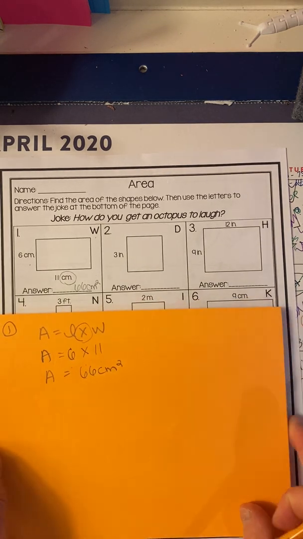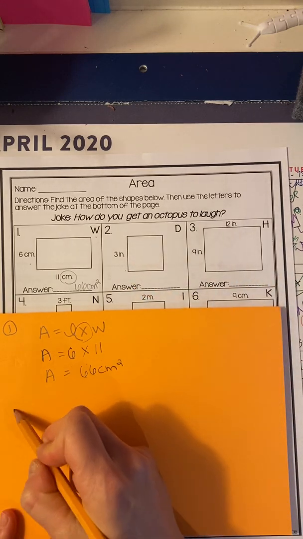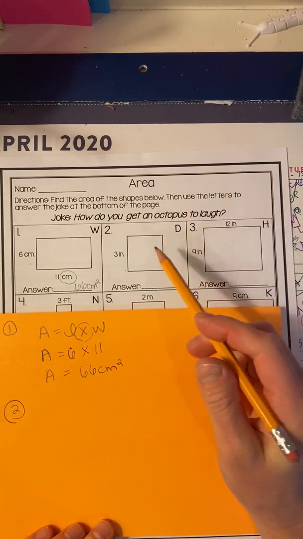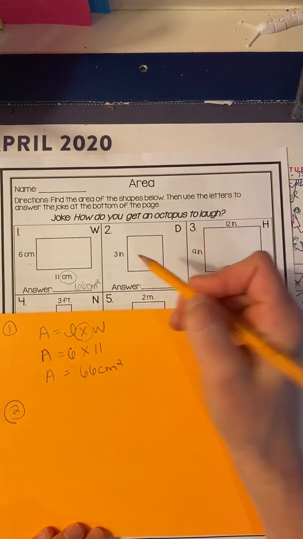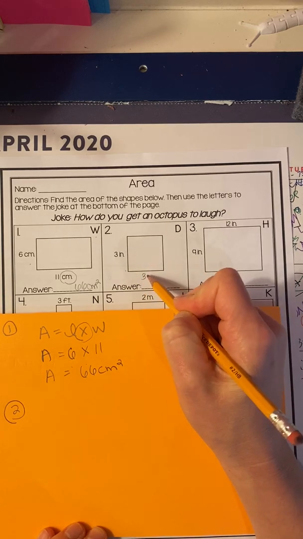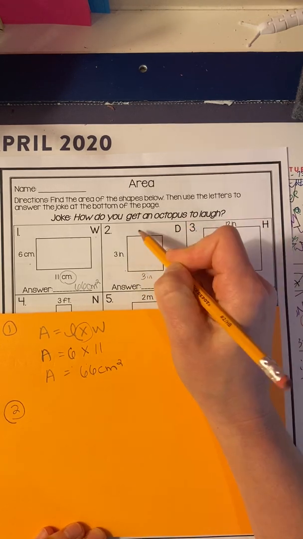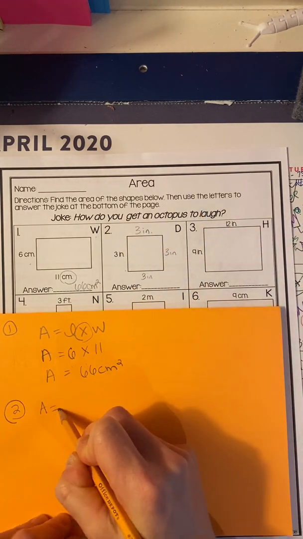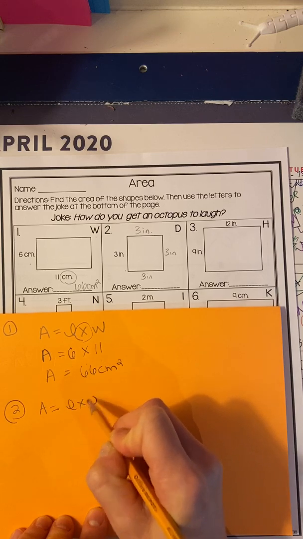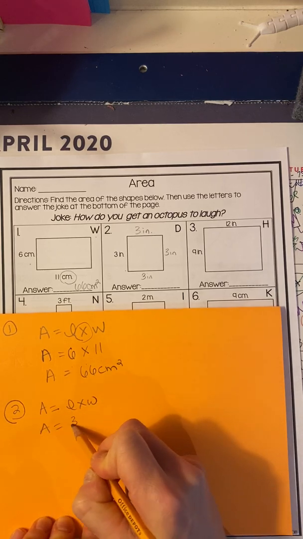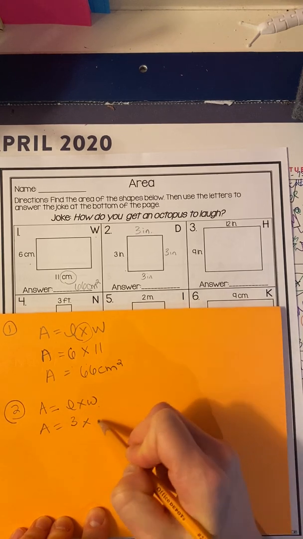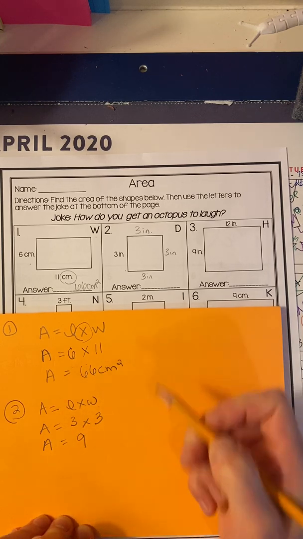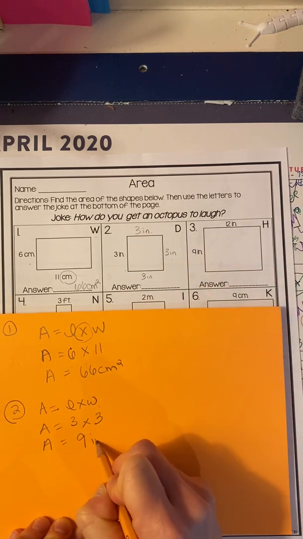It's a square and it only gives us one measurement of one side. But we know from 3rd grade that squares have all 4 sides that are congruent, or the same length. And so I know that if this side is 3 inches, this side is 3 inches, and this side is 3 inches, and this side is 3 inches. So write my formula. A equals length times width. A equals, my length is 3, and I'm going to multiply it by my width, which is 3, and 3 times 3 is 9.